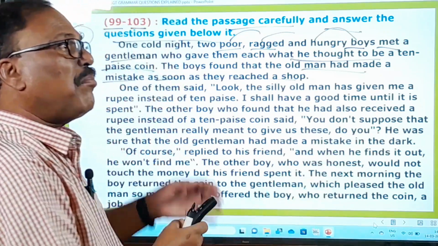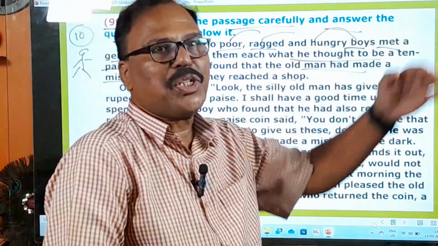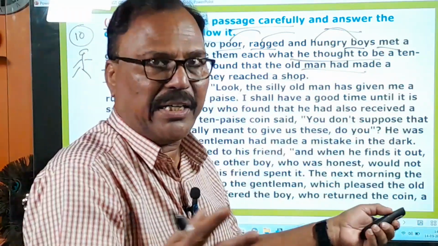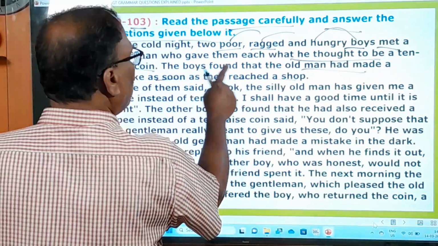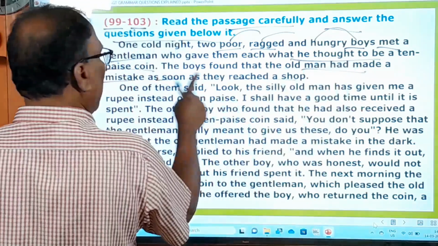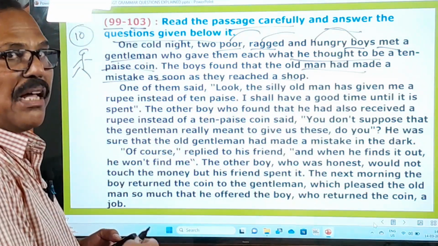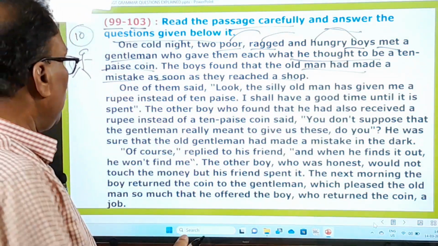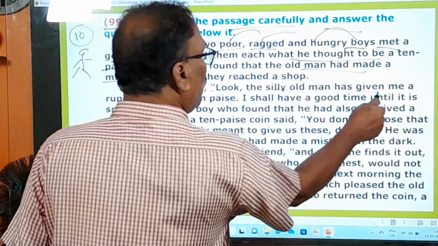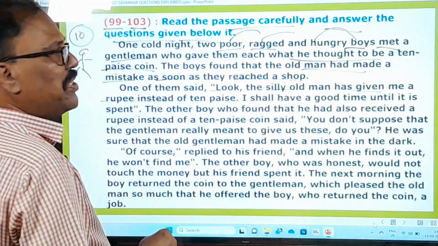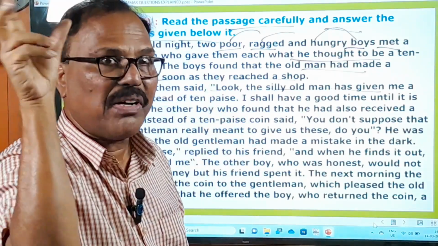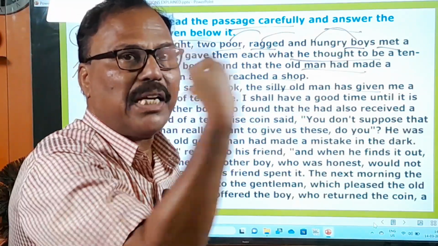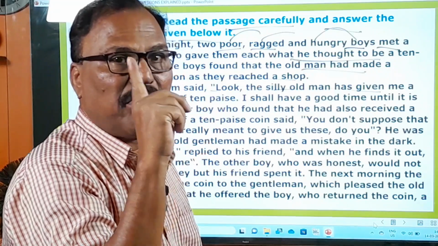But when the boys went to the nearby shop to buy something with that money, they found what happened. The boys found that the old man had made a mistake as soon as they reached it. They found that the gentleman had made a mistake. One of them said, "Look, the silly old man has given me a rupee instead of 10 paise." The old man thought he was giving them 10 paise, but actually he gave them a 1 rupee coin.